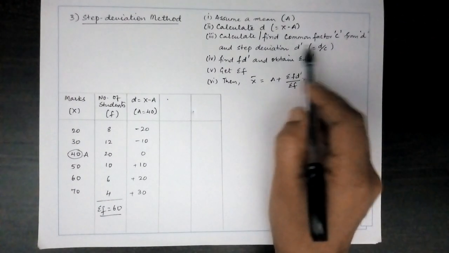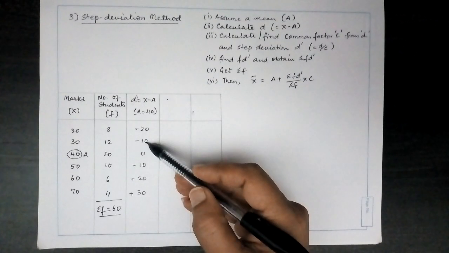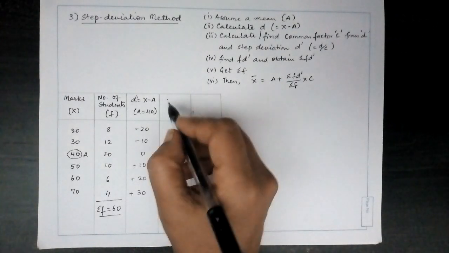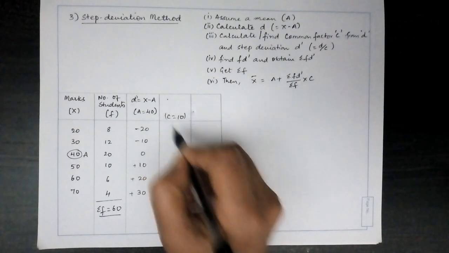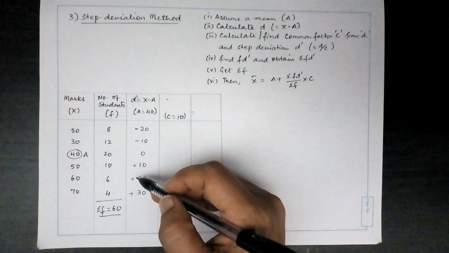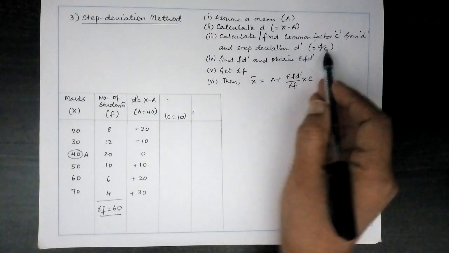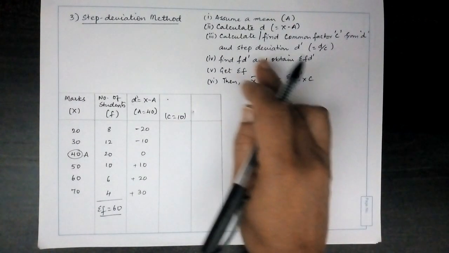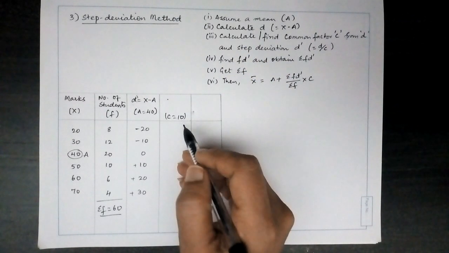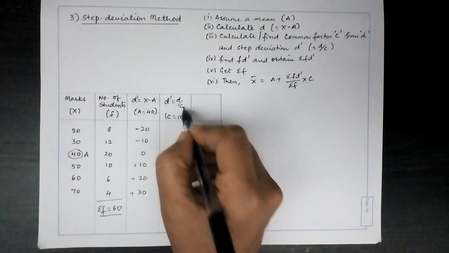Now calculate or find the common factor C from D. Now this is D. What is the common factor? 20, 10, 10, 20, 30. So the common factor C is equal to 10, let us say, because they are all multiples of 10, irrespective of the sign. Then we will calculate the step deviation D dash. What is D dash? It is equal to D by C. This deviation, we are going another step ahead and dividing it by 10. So this would further simplify our numbers. So now D dash will be equal to D divided by the common factor.